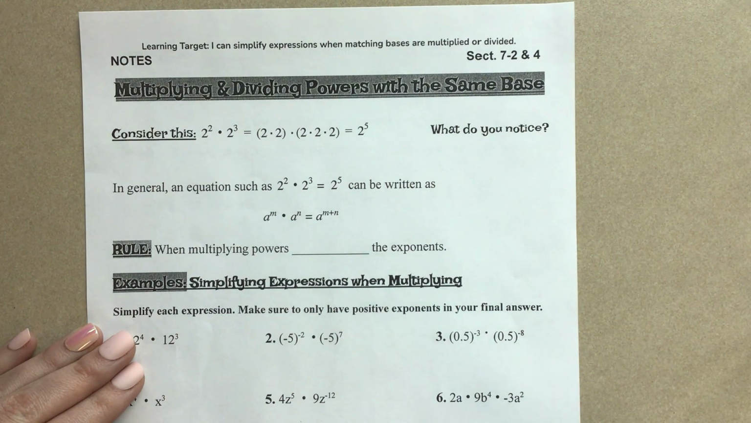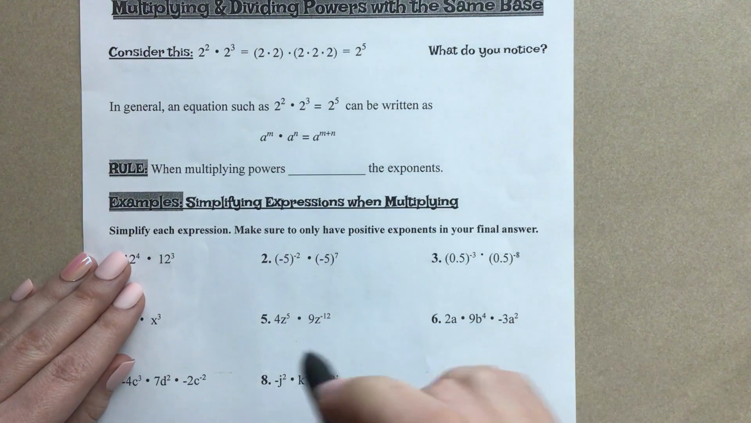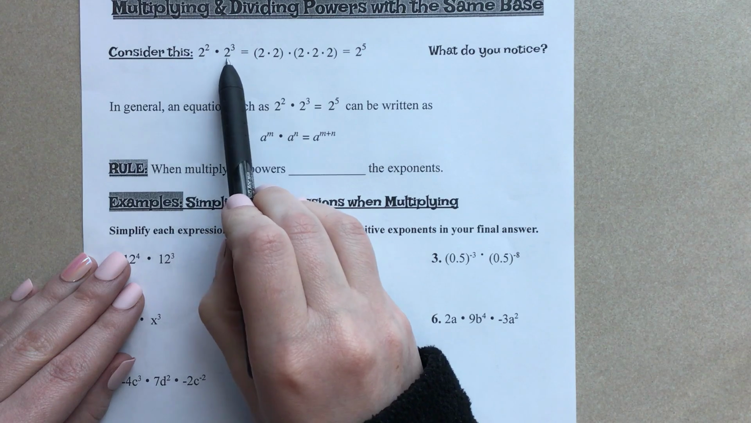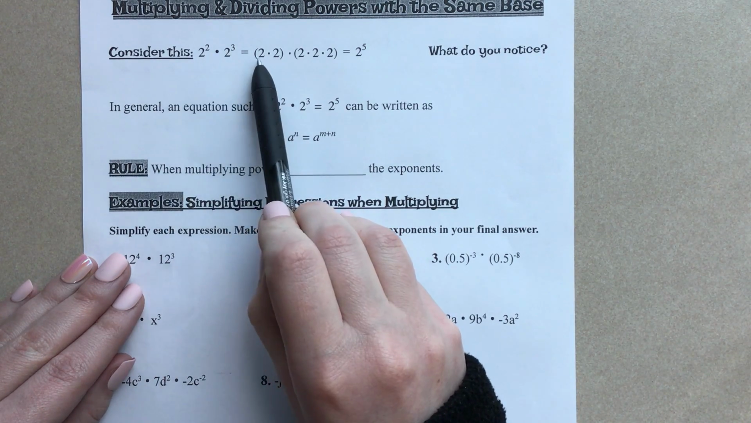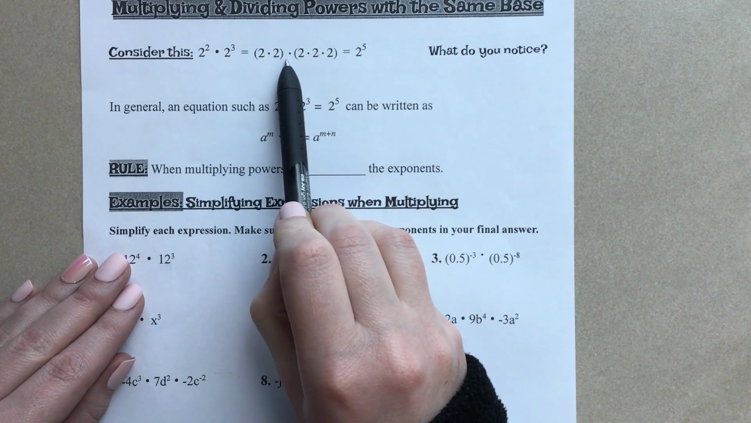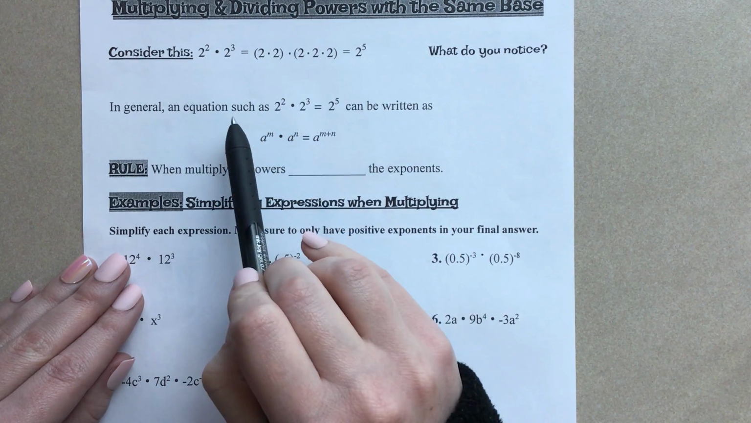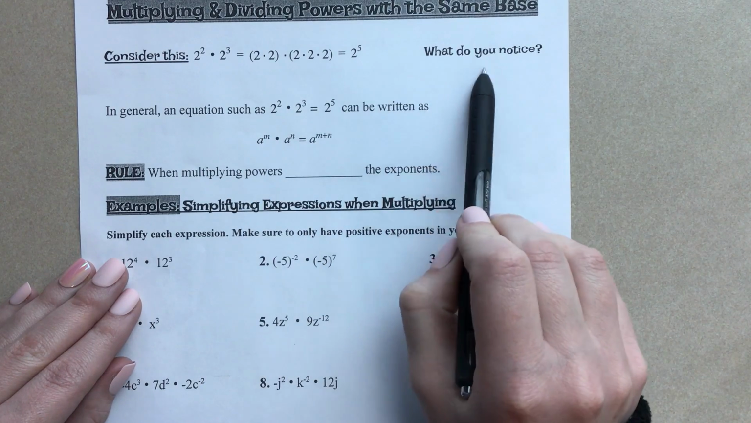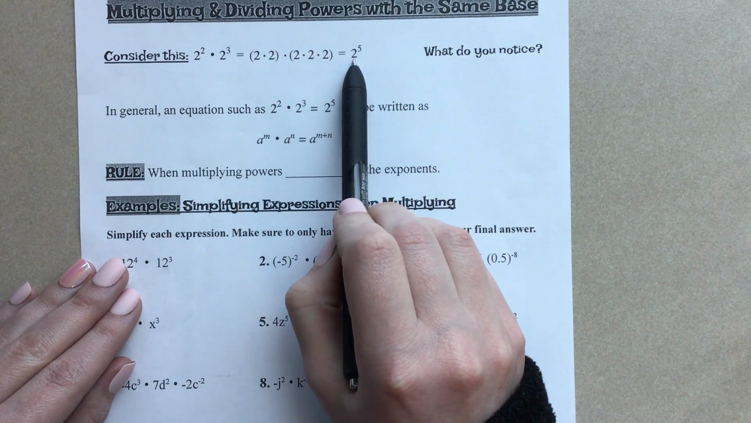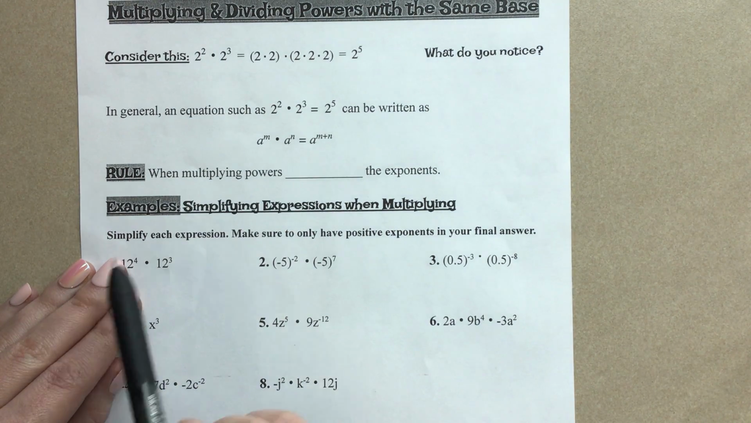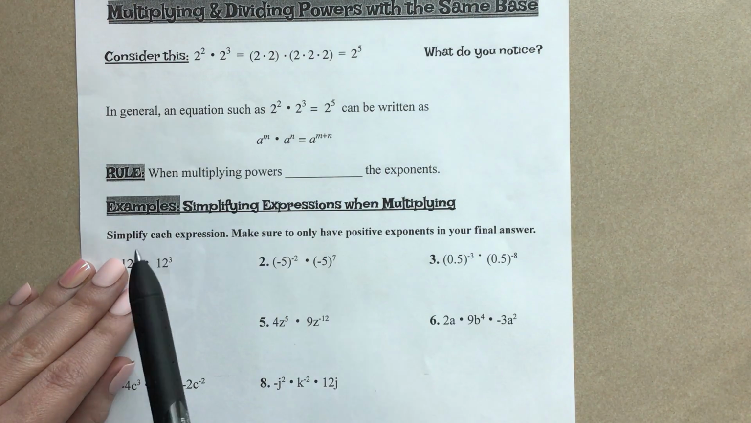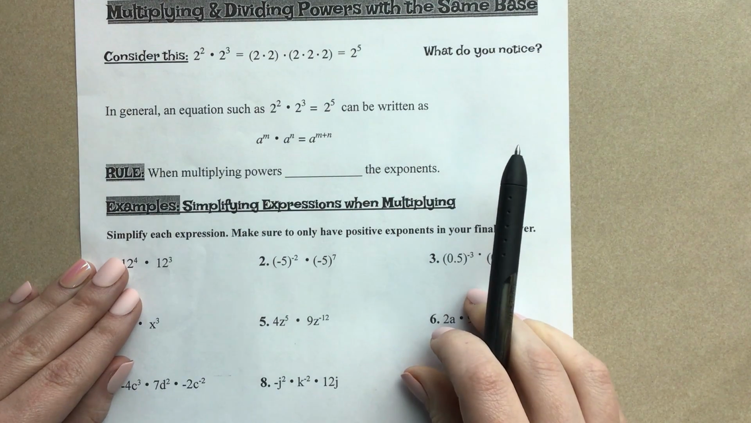So what I'd like for you to first consider is what if we had the expression 2 to the second times 2 to the third? Well, that's technically an expanded form, 2 times 2 times 2 times 2 times 2, which is 2 to the fifth. And you might be noticing something. If you look at these exponents, you can actually add them up to get that value. Now, this only works if the base is the same.